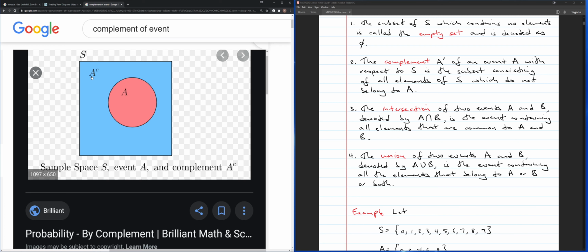In this diagram, they use the notation A with a small c to indicate complement. But in this class, how we're going to indicate complement is A prime. So the prime indicates that it's the complement of your event A.